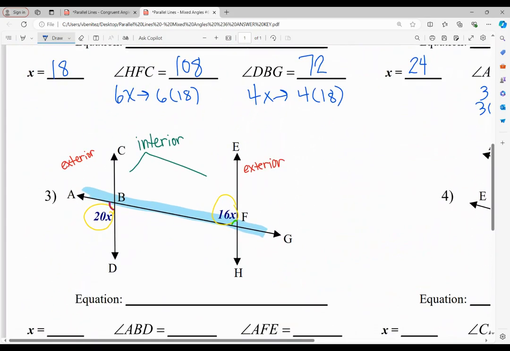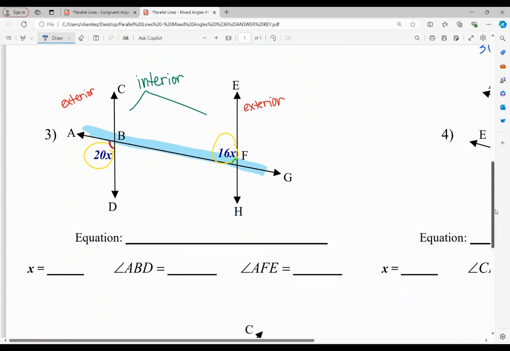So these parallel lines are vertical. They're going up and down. Inside of the parallel lines, these are the interior angles. Outside of the parallel lines are the exterior angles. I noticed that the angle 20x and 16x are on alternate sides of the transversal. One's interior, one's exterior. So these here, I'm going to just look carefully. This looks like an acute angle, less than 90. And this one is obtuse angle greater than 90. So they're different angle measures.